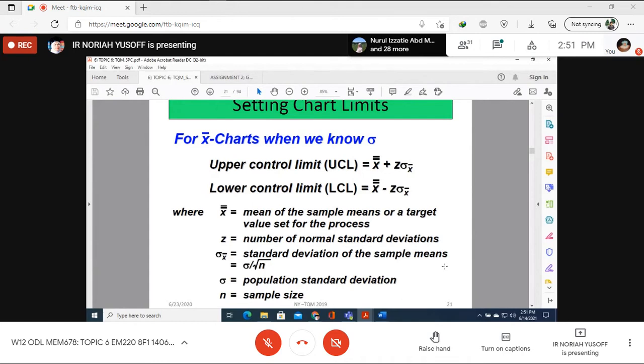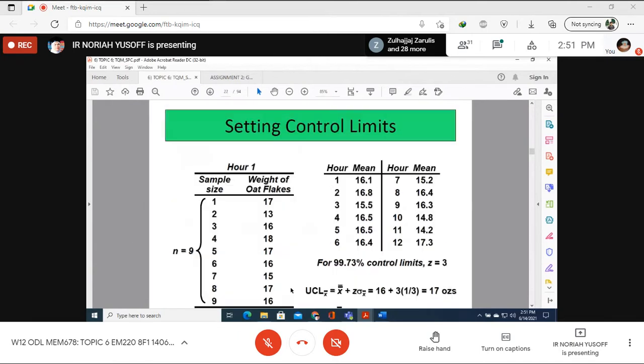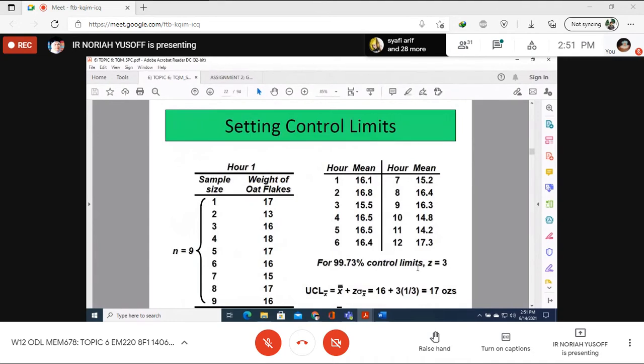And the standard deviation of the sample means is given by this formula, sigma divided by square root of n, and sigma is the population standard deviation. You can calculate sigma, it can be obtained by the square root of the sum of x minus x bar squared divided by n. Okay, so n is the sample size. So let's look at the example here.